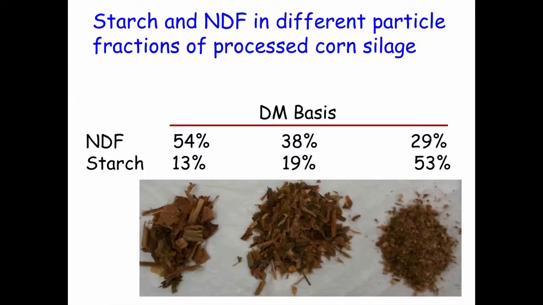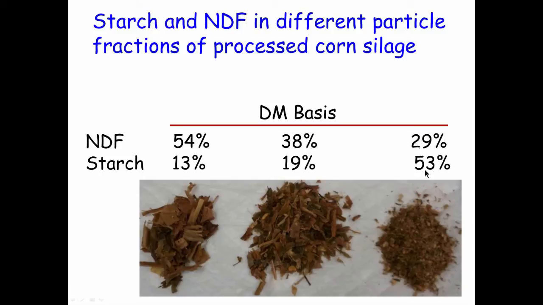Here's corn silage. This is with the Penn State three-stage particle separation. This is the top. This is the medium, the middle screen. This is the pan. This is the NDF and starch. This top fraction is mostly stalk, leaves, and maybe some cob. So very low in starch, high in fiber. This is the pan, which has got a lot of the kernels, crushed kernels.